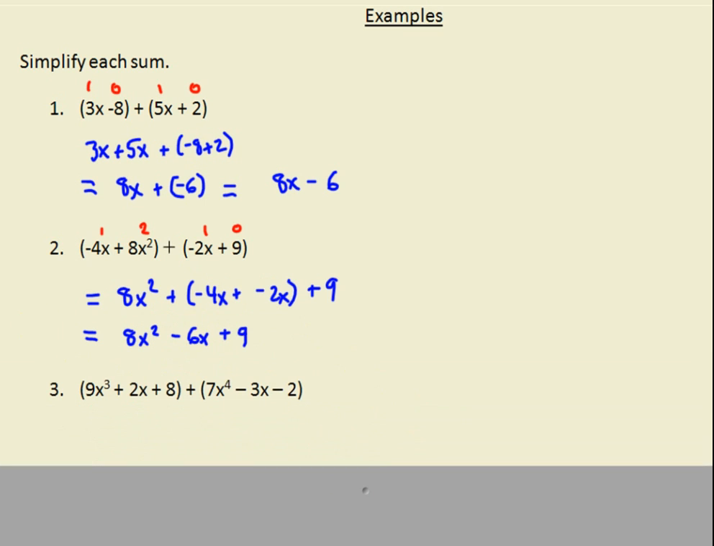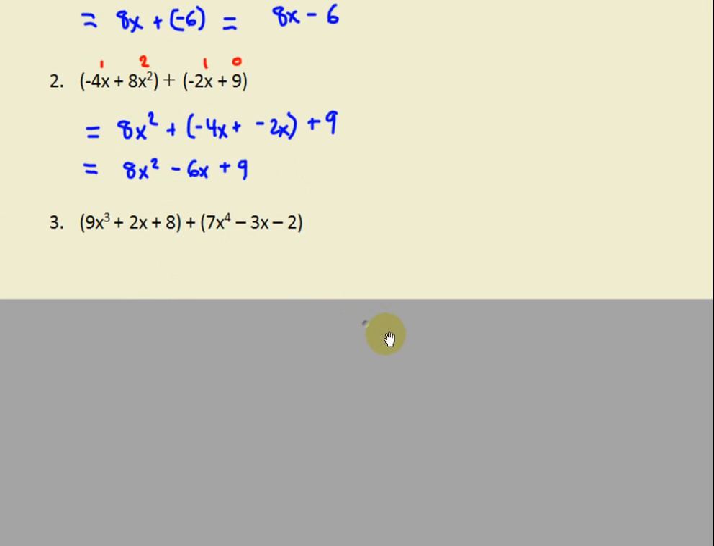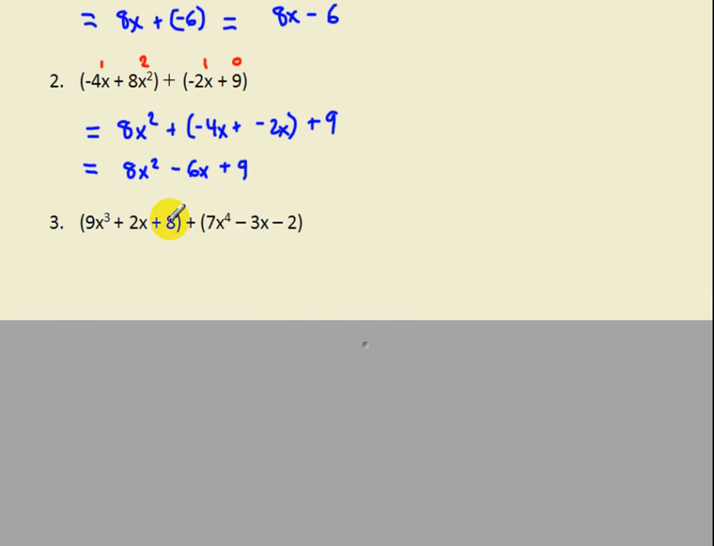Alright, let's move on. Number 3, we have 9x cubed plus 2x plus 8 plus, and then our second polynomial, a trinomial here, 7x to the 4th minus 3x minus 2. And by the way, I could mention here, you might be asked in some problems to identify a polynomial by number and degree. So by number we mean how many terms. This is a trinomial of degree 3, and in our second case we have a trinomial again, but now of degree 4 because we have an exponent of 4. So our greatest degree here is 4.